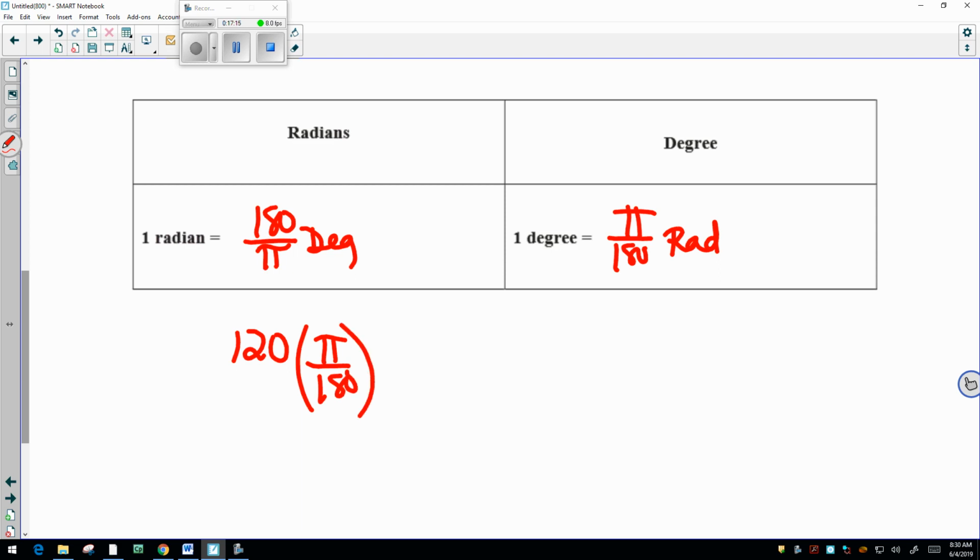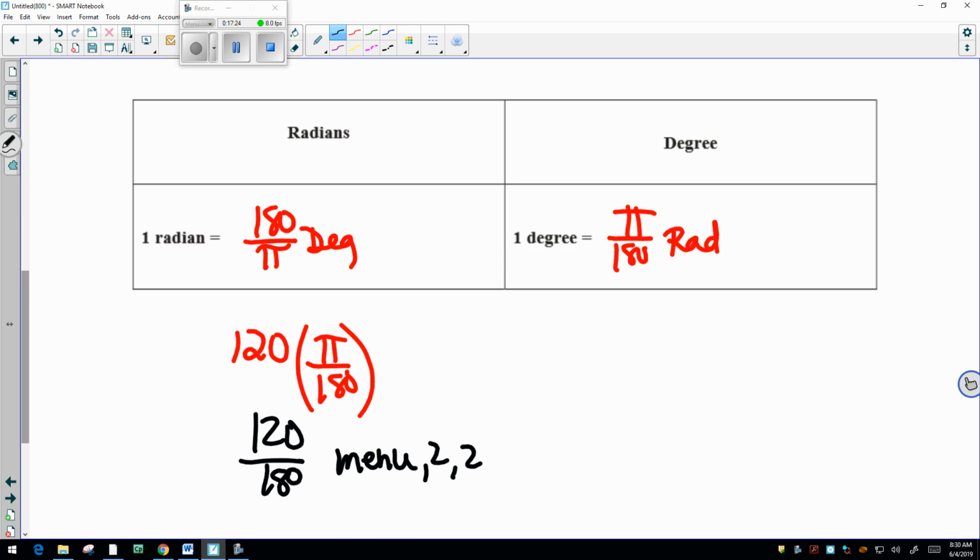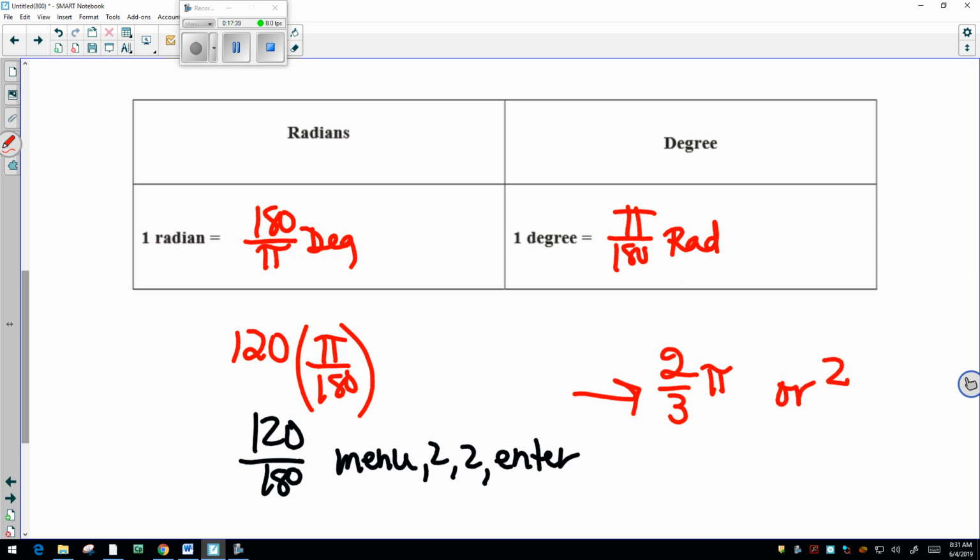Okay, so same thing like we did before. In your calculator, I would type in 120 over 180, and then I would go menu 2, enter, and that will reduce that for you. And what that's going to do is that's going to give you a value on your calculator. It's going to say 2/3. Don't forget you have pi still. Okay, or you could write it out and say 2 pi over 3, which is, again, more of what you're going to see. Okay, so that's an introduction into arc length and into our radian conversion.